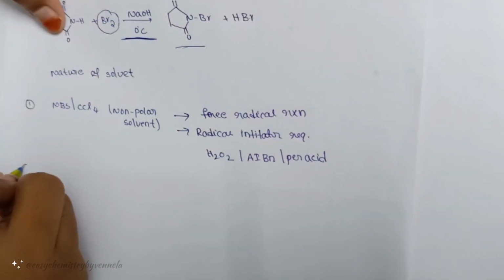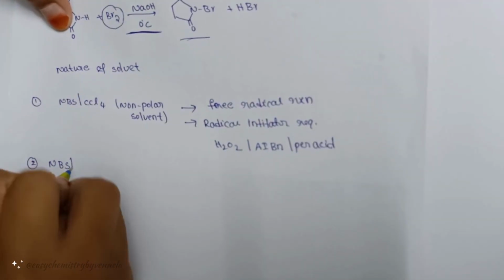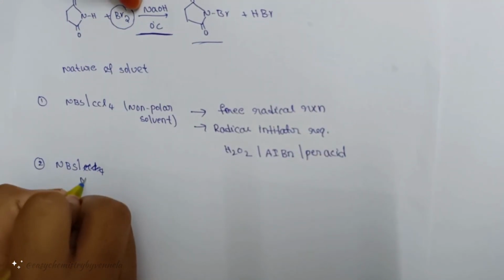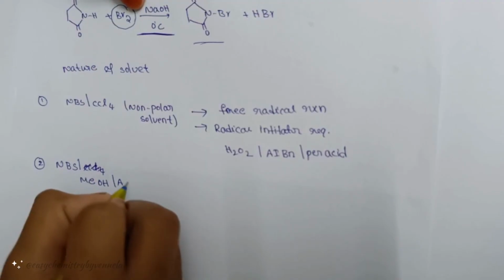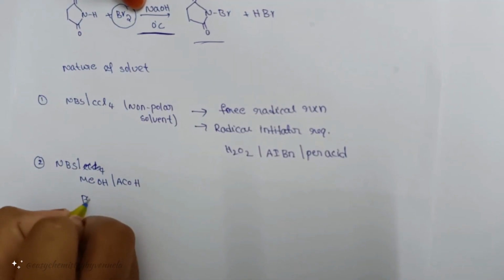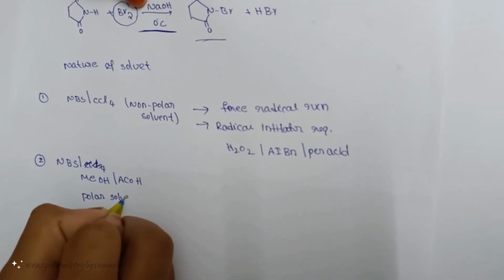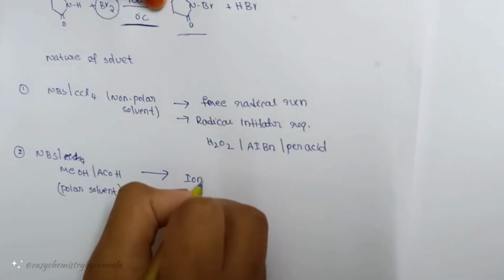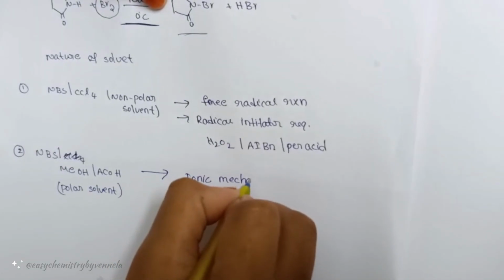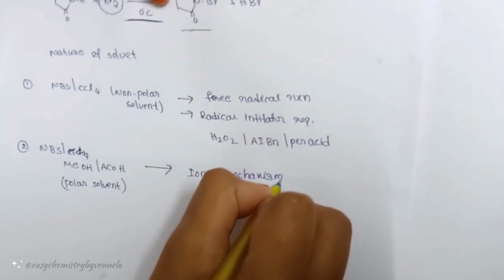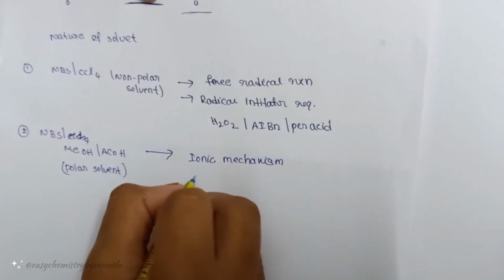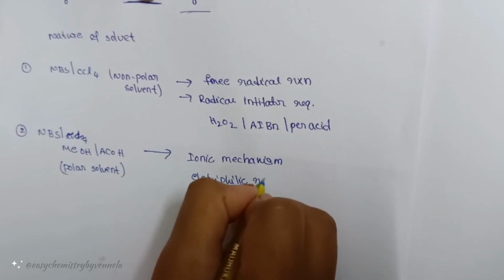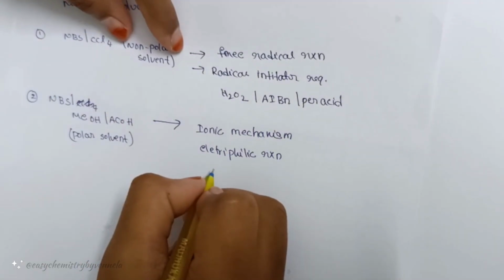So next one, NBS with methanol or AcOH. It is a polar solvent. It is an ionic mechanism, an electrophilic reaction, and also it follows Markovnikov rule.